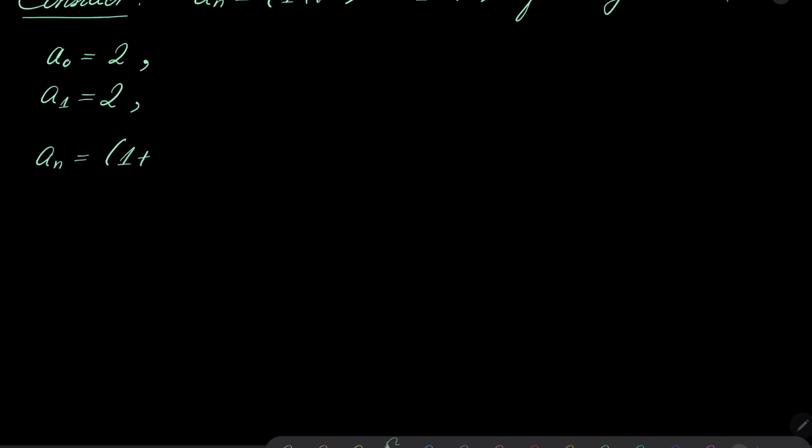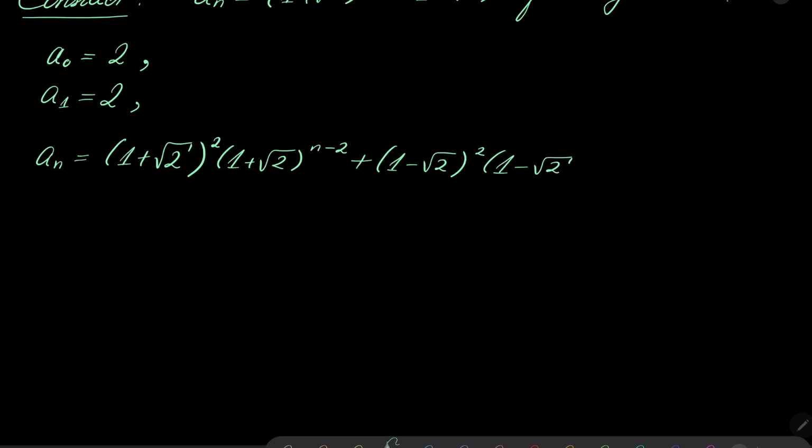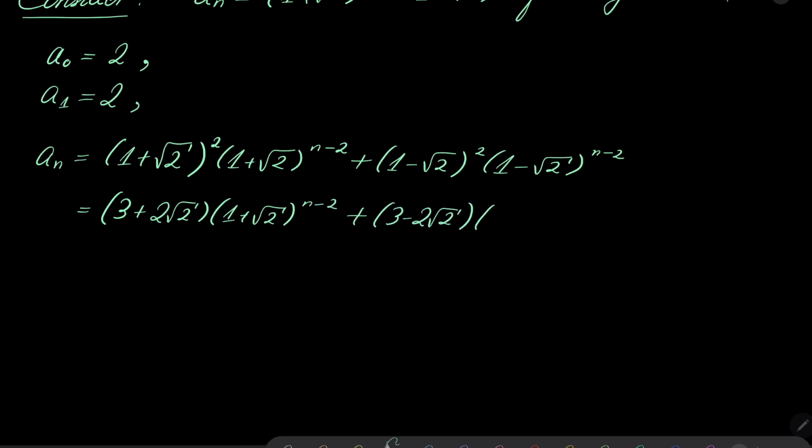Now, the fun part begins. Notice that we can write (1 plus square root of 2) to the power of n as (1 plus square root of 2) squared times (1 plus square root of 2) to the power n minus 2, plus (1 minus square root of 2) squared times (1 minus square root of 2) to the power n minus 2. Alright, so we can write (3 plus 2 square root of 2) times (1 plus square root of 2) to the power n minus 2, plus (3 minus 2 square root of 2) times (1 minus square root of 2) to the power n minus 2.